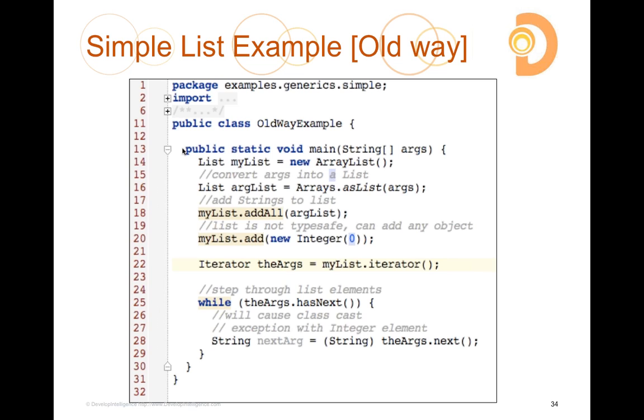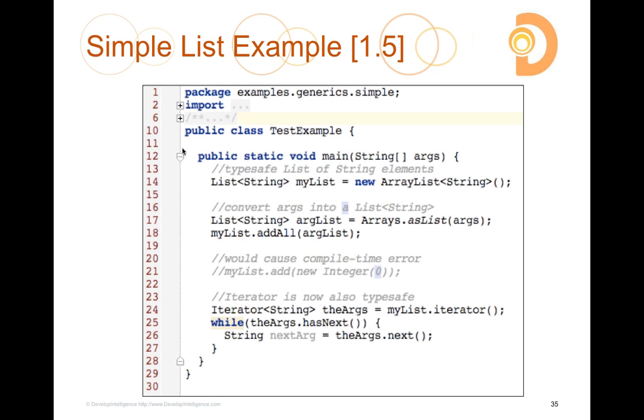If I were to move to the 1.5 way, you'll notice that not only do I type safe the reference, but I also type safe the physical implementation. On line 14, I type safe the reference by using that diamond operator. Within that diamond operator, I qualify the type that the reference is going to contain, or the type that the collection is going to contain. And then on line 14, when I physically go to create an instance of that list, I also type the instance. So now I've got a reference called myList that can only contain strings, and an instance of an array list that can only contain strings.